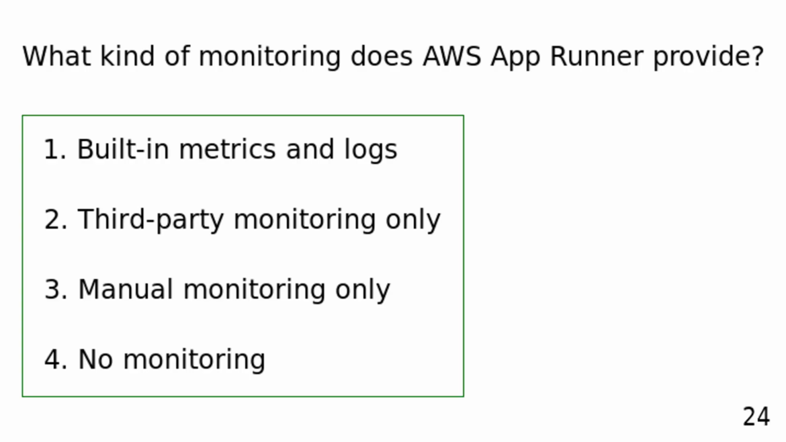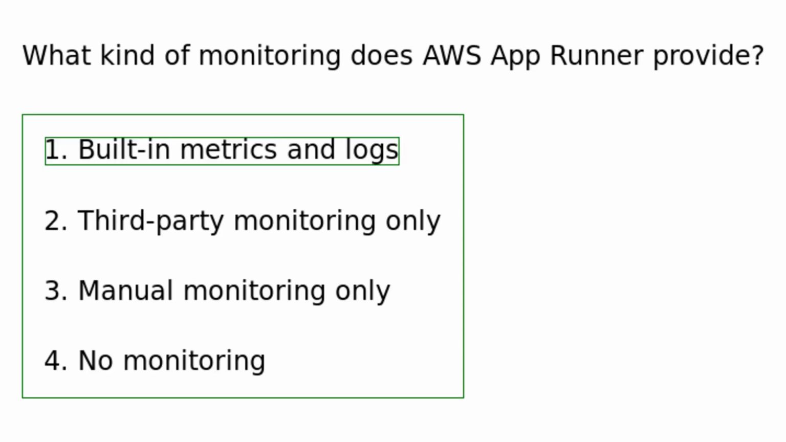What kind of monitoring does AWS App Runner provide? Built-in metrics and logs. Third-party monitoring only. Manual monitoring only. No monitoring. AWS App Runner provides built-in metrics and logs to help you monitor the performance and health of your applications.